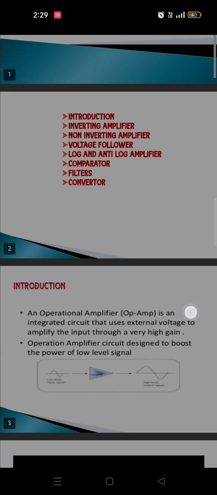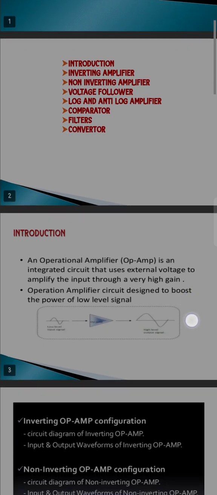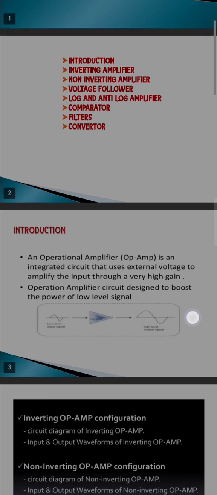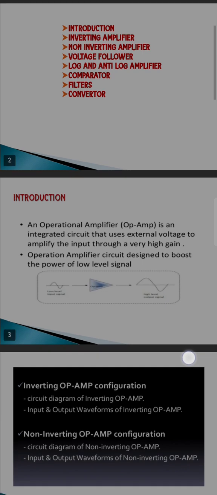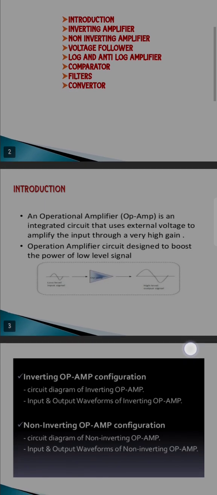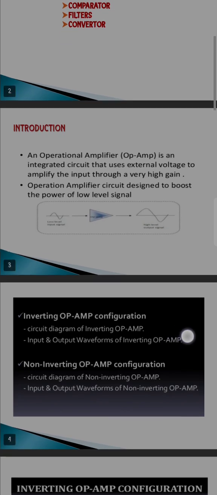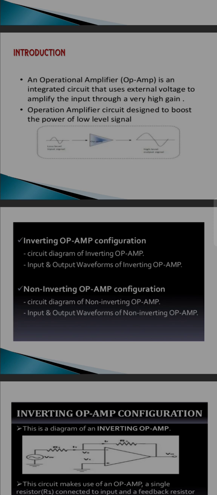First, introduction. Let us see what an amplifier is and what its uses are. An operational amplifier is an integrated circuit that uses external voltage to amplify the input through a very high gain. This is the first use of this operational amplifier. Then, the operational amplifier is a circuit designed to boost the power of a low level signal. There are two types of operational amplifier. First one is known as the inverting operational amplifier, and the second one is the non-inverting operational amplifier.